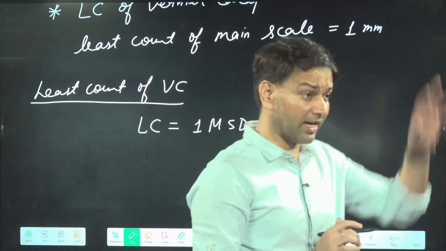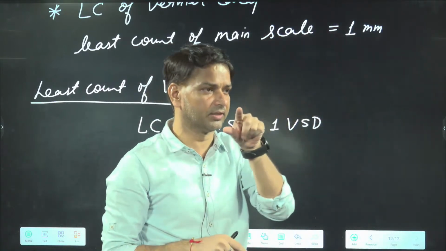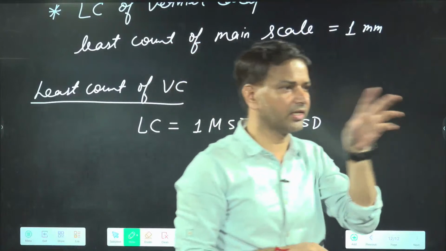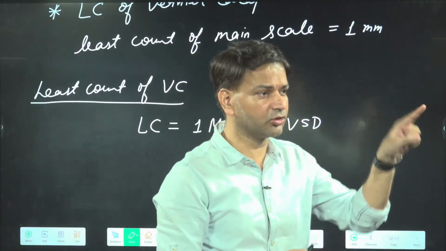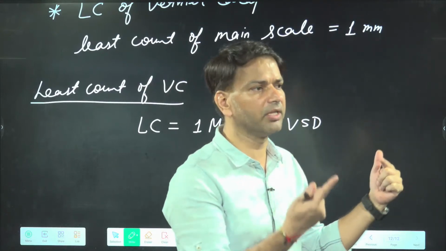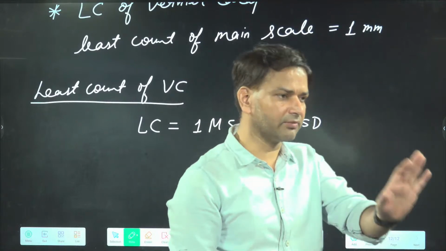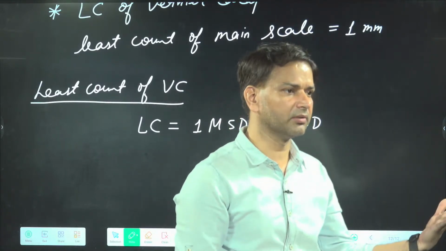Understood or not? Like in a main scale, 1 centimeter is divided into 10 equal divisions. So each division is equal to 1 by 10 centimeter, which means 1 millimeter or 0.1 centimeter. In the problem, they will give the data for the main scale division. Understood?